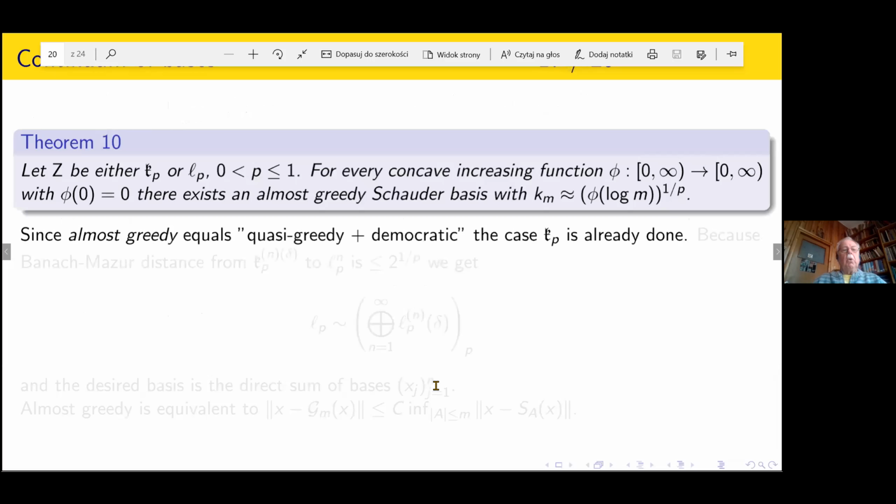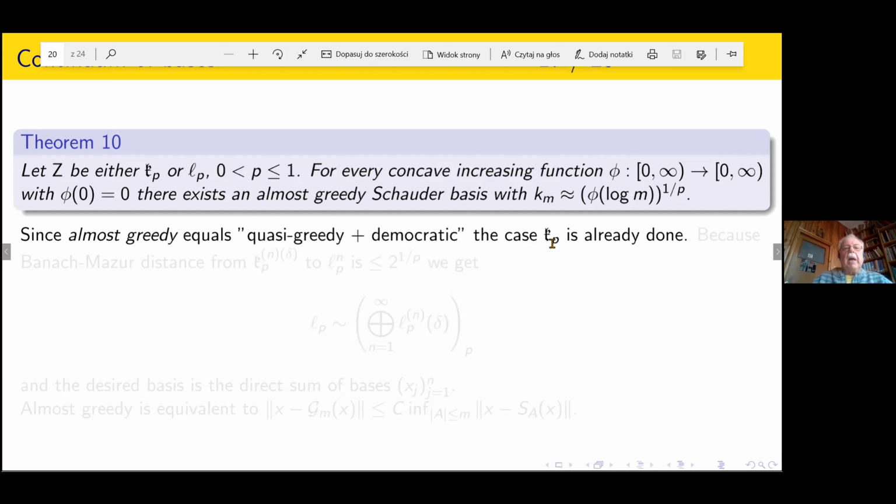Okay, so now what do we have? The theorem, which is basically one of those that we wanted, is that if V is either l_p or K_p for p between 1 and infinity, then for every concave function phi with phi(0) equals 0, there exists an almost greedy Schauder basis which has this growth of conditionality constant. Now, almost greedy simply means quasi-greedy and democratic. So for the case l_p, we already proved this.